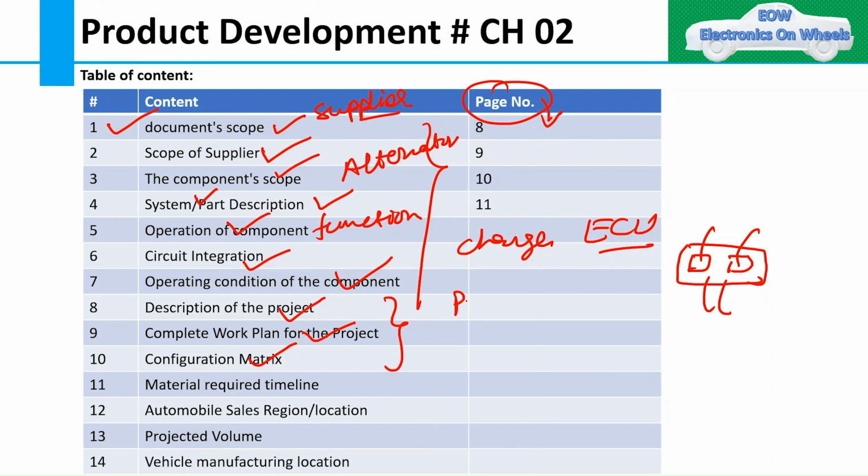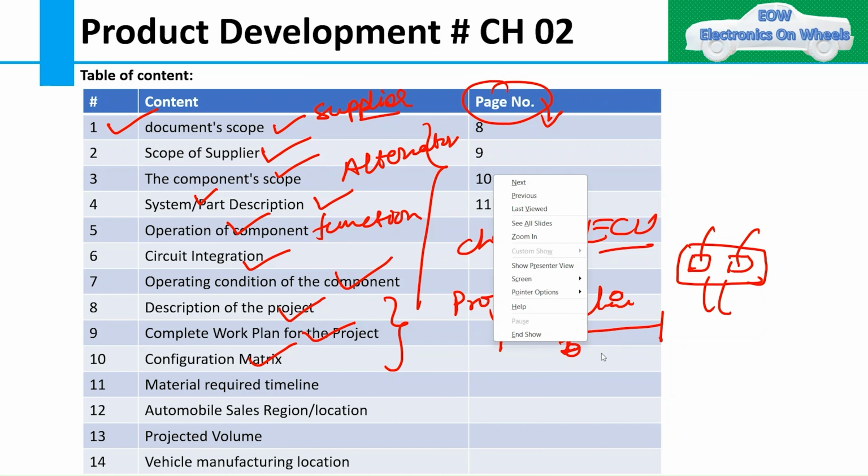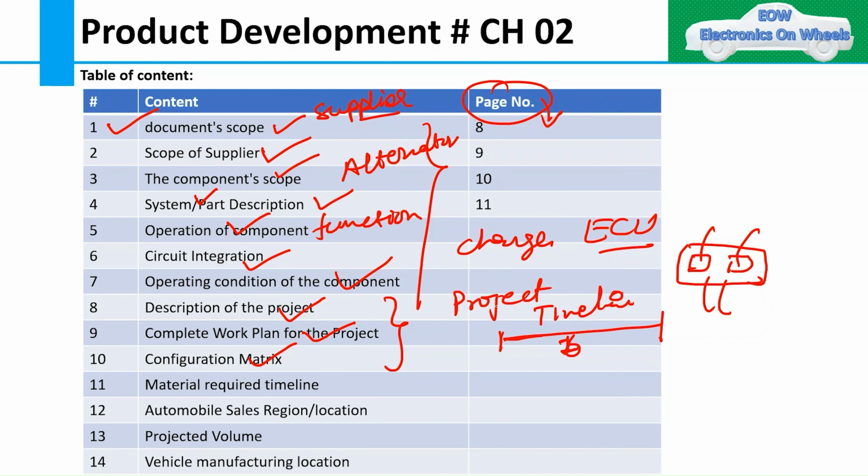Suppose you are working on one project, so you have to tell the timeline of that project: how much time you are going to give to the supplier to develop. I'm just taking one random example, sorry. Suppose you are going to give the supplier 6 months or 3 months or 2 months, right? And what are the different variants you are going to cover in that particular description of the project, work plan, and configuration matrix, you are going to tell the supplier. Then material required timeline. What materials are going to be used in that, and what is the timeline you are giving to the supplier.